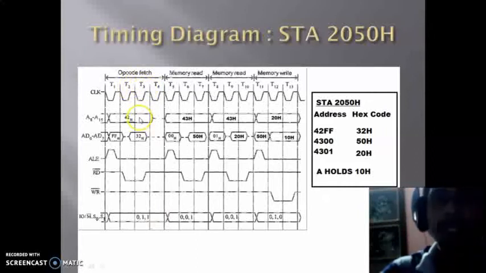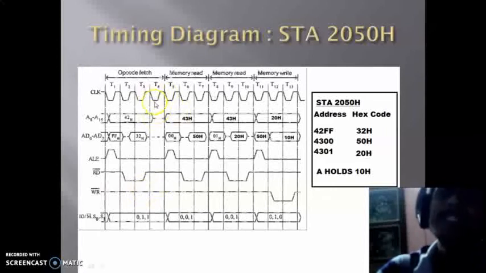Next we consider the T2 and T3 T states. Here the higher order address remains the same, that is 42H, and the lower order address data bus now behaves like a data bus. The data 32H, the opcode, is placed here. At that time ALE is low because this behaves like a data bus now. The read operation is going on, so read is low, and no write operation is going on, so write remains high.